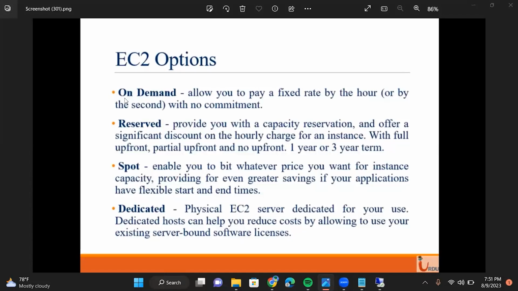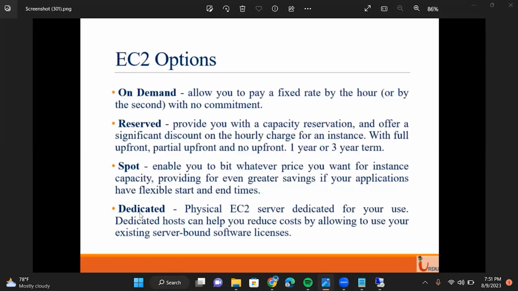So on demand EC2, we pay as we use. In reserved EC2, we reserve the instances for our personal use, and we pay on an annual basis for the time we have reserved. In Spot, we bid the price, and if the price gets agreed on, we will get the services. Now coming to the last option, which is dedicated.